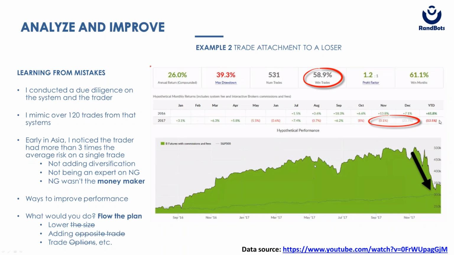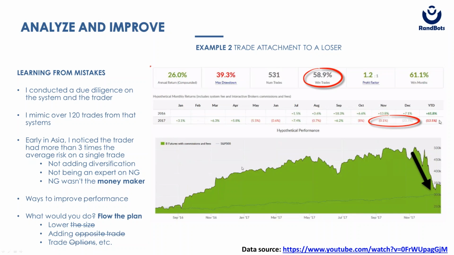The second example is an attachment to a loser. This is a system that I analyzed, and I did the due diligence of the trader and the system. And I have mimicked over 120 trades from this system. However, one day in the morning in Asia, I noticed that the system had an average of 3 times the risk on natural gas. And natural gas was not an instrument that was a great performer for this system. Let's say natural gas was not the moneymaker of this system.